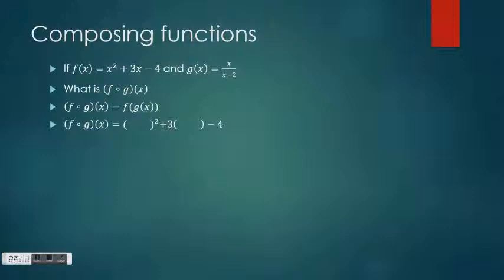So in this situation, as I said before for evaluating expressions or functions, you'll want to write parentheses wherever there was an x from the first function. So the f, or you can call it the outer function. After you do that, you write in the inner function or second function. So we end up with x divided by x minus 2 squared plus 3 times x divided by x minus 2 minus 4.